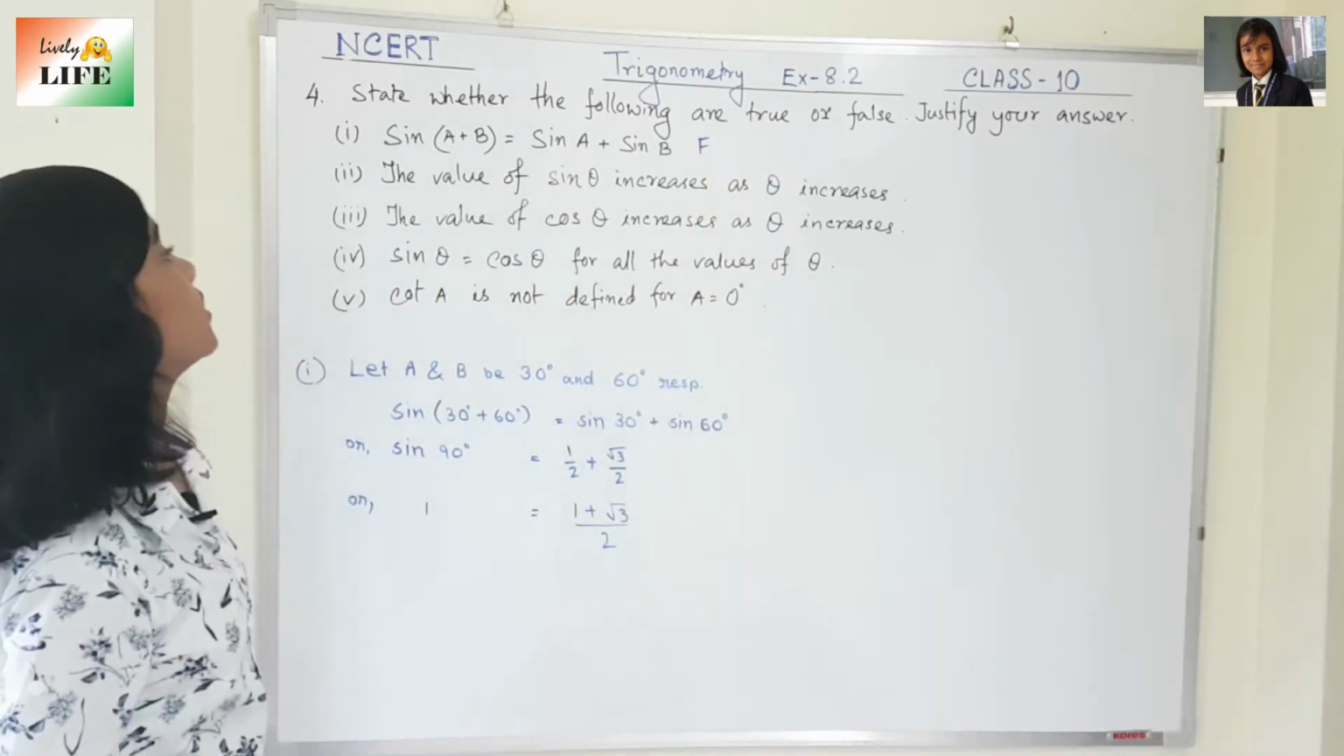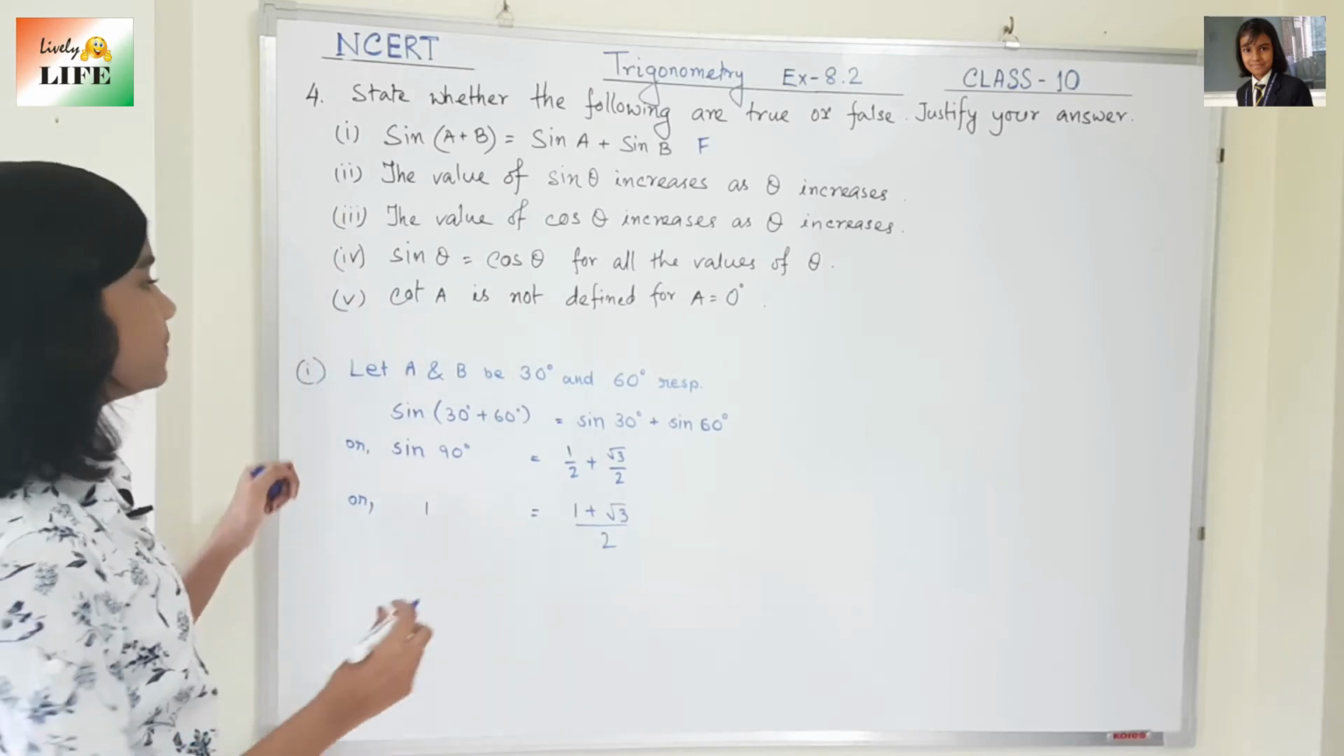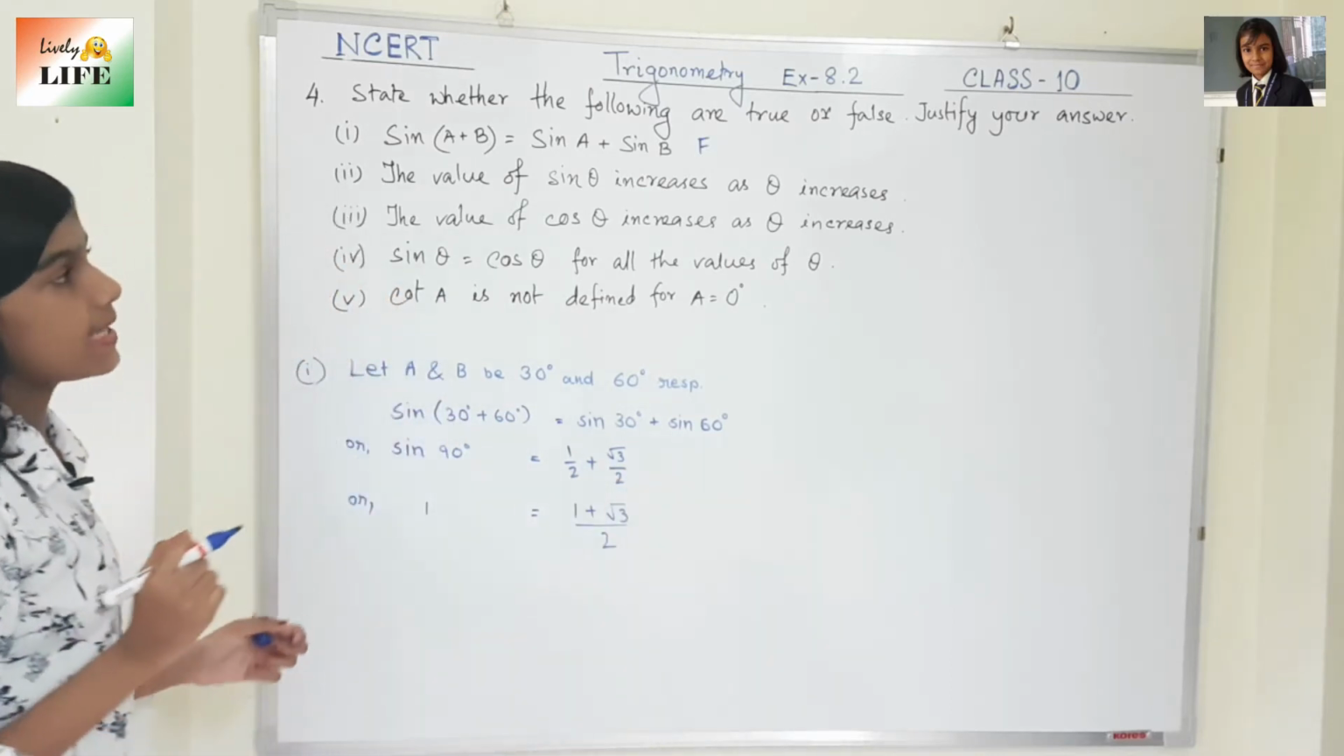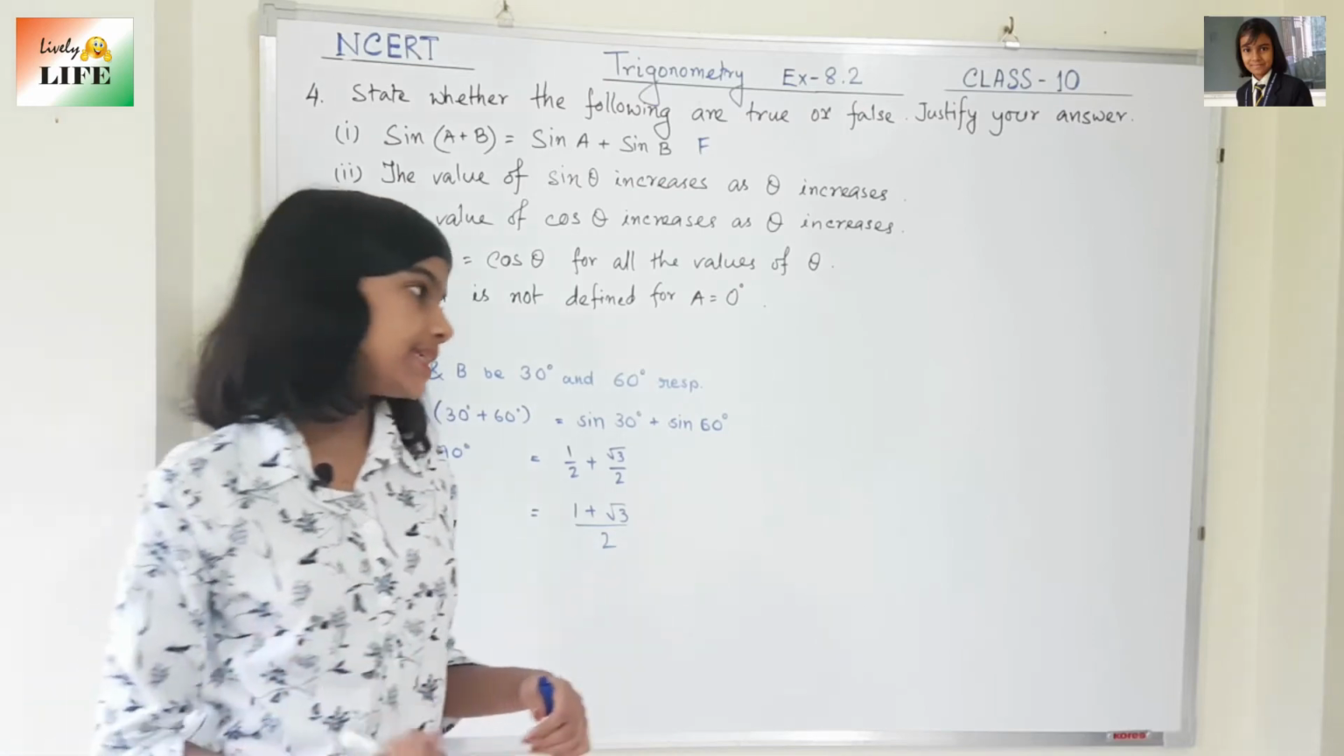F means false. Now let's move to the second one. The value of sine theta increases as theta increases.